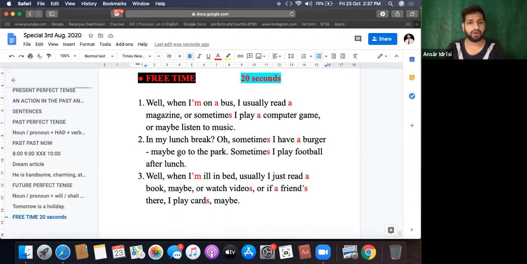Free time. Well, when I'm on a bus, I usually read a magazine, or sometimes I play a computer game, or maybe listen to music. In my lunch break, oh, sometimes I have a burger, maybe go to the park. Sometimes I play football after lunch. Well, when I'm in bed, usually I just read a book, maybe, or watch videos, or if a friend's there, I play cards, maybe.